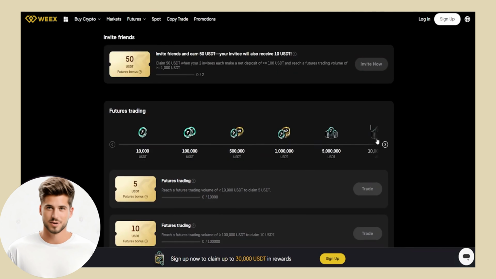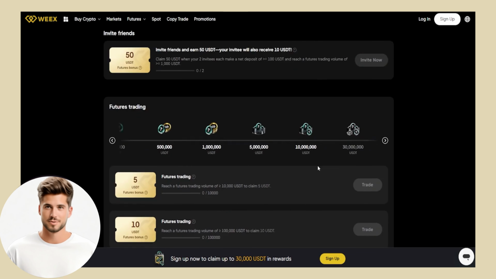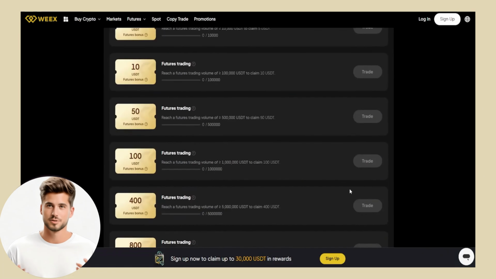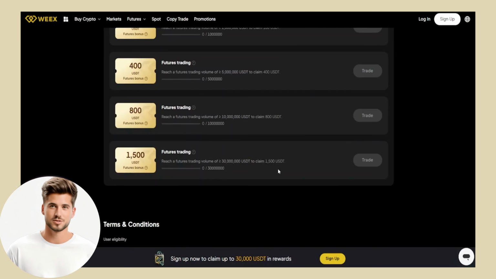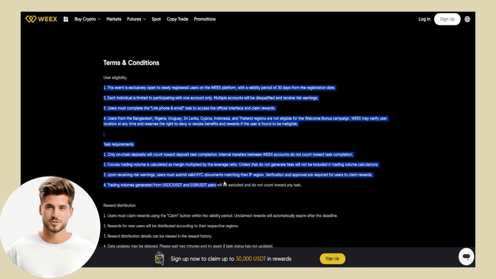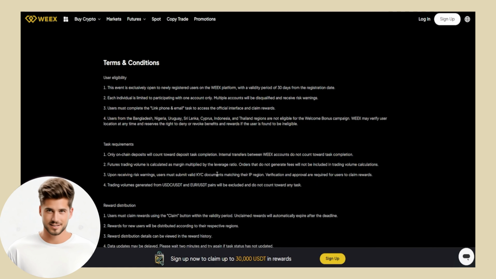Make sure that you read through this. You obviously have to sign up, register, and do KYC. It's not available in some countries like Bangladesh, Nigeria, Uruguay, not sure how to pronounce this, Sri Lanka, Cyprus, Indonesia, Thailand. So make sure that you are aware of these terms, conditions, and rules, and these are the task requirements.